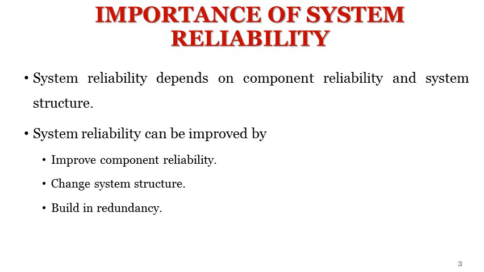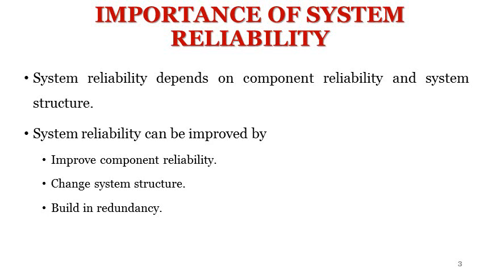What is the importance of system reliability before we discuss the series system? System reliability depends upon the component reliability and system structure. As we know, in a television, if a single microchip fails, the television is not going to work. So the overall system reliability is dependent upon individual component reliability, and also the system structure and also redundancy.